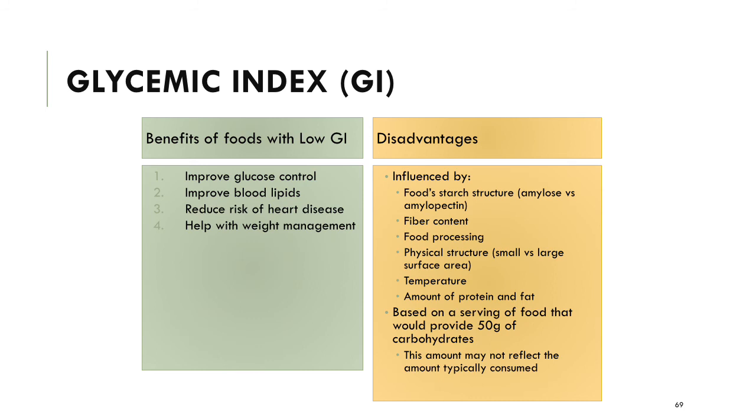Now, the disadvantages of having low GI food. Basically the GI of a food is influenced by a lot of food science: food starch structure, fiber content, food processing, physical structure and temperature, and the amount of protein and fats. So basically, it's very difficult to gauge, and also GI, remember, is just the quality of the carbohydrate. We have another bearing, the quantity. We'll look at the glycemic load in the next few slides.